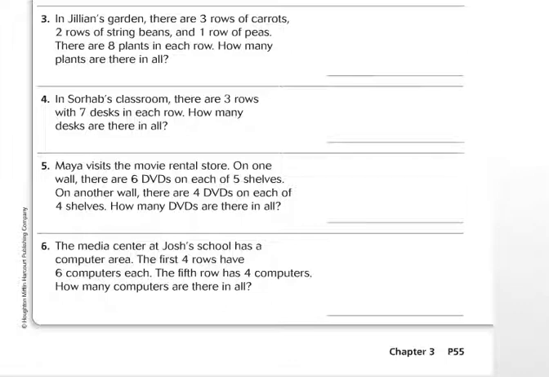Okay. Number 4 says, in Saurabh's classroom there are 3 rows. What Murphy the multiplying word do you see? Rows. With 7 desks in each row. You all see another multiplying word, each row. How many desks are there in all? Guess the plus word, but when you see guess the plus with multiplying, you know that you're going to multiply. So, let's look at our numbers. Our numbers are 3 times, what's our other number? 7.